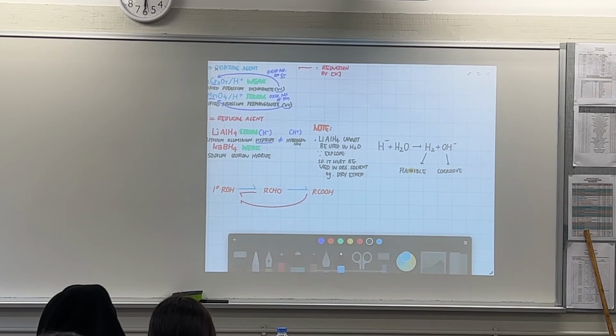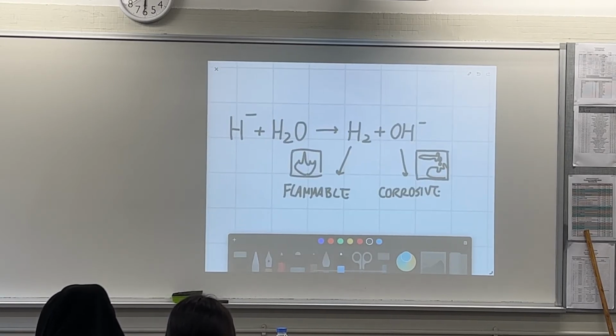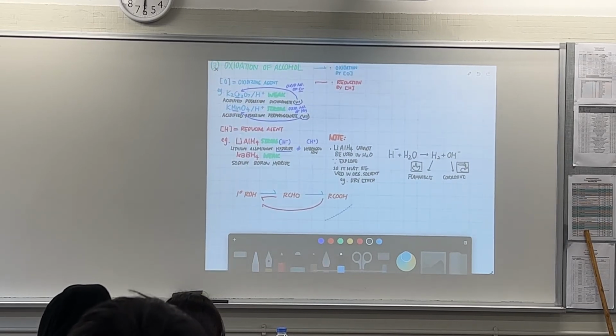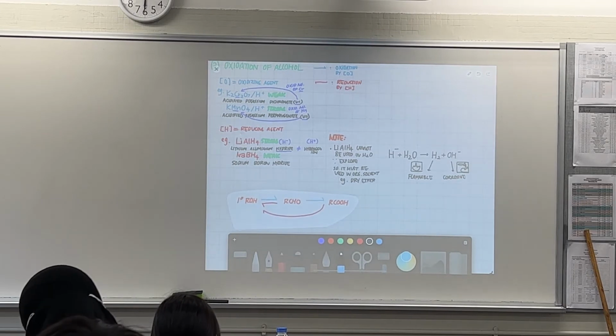So they can give you this equation and ask you what hazard symbols are associated with it. Just know this is flammable with a fire sign. Yeah, and this is corrosive with a test tube with liquid dripping out, and then there's a hand underneath like that. Yeah, so just recognize this symbol. No need to draw it. Okay. Now back to the pathway here.